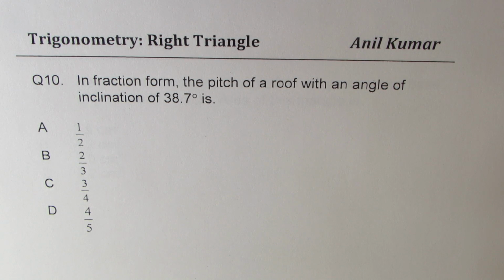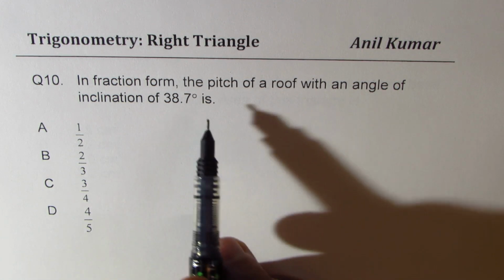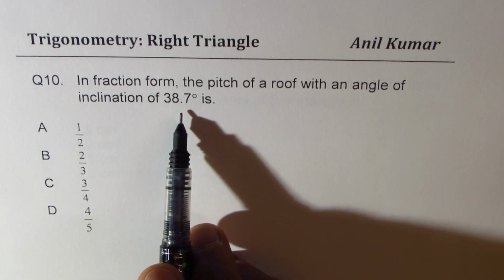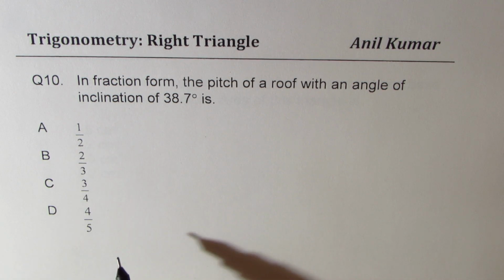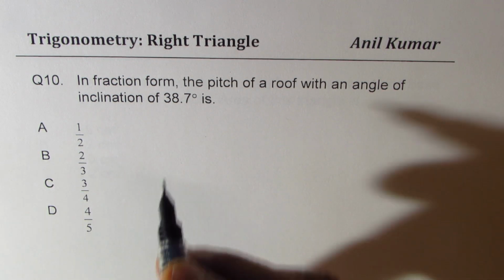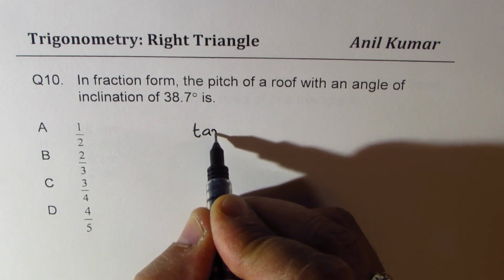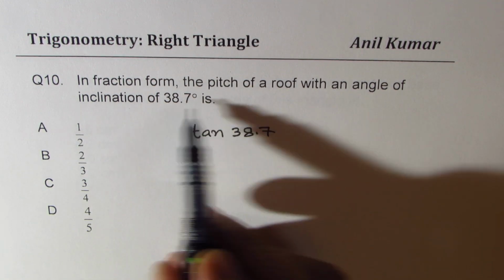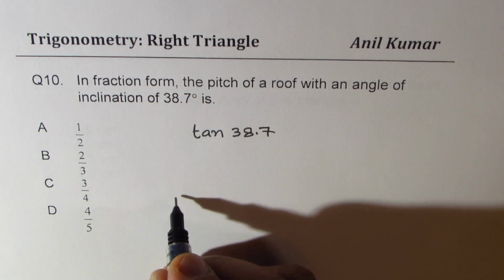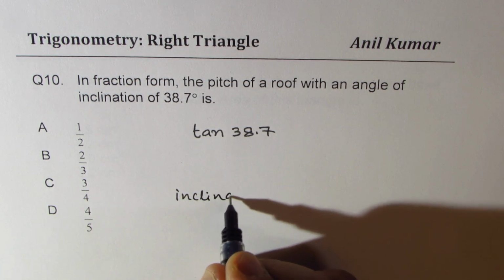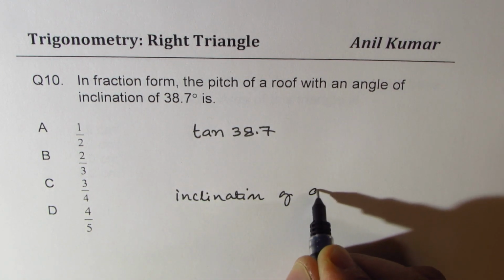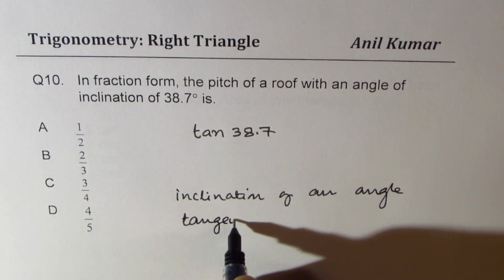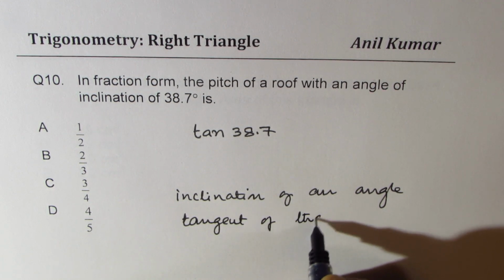Question number 10. In fraction form, what is the pitch of a roof with an angle of inclination 38.7 degrees? Now, we use tan of an angle, right? So we say tan of an angle, which is 38.7. When we talk about inclination, right? So inclination of an angle, by definition, is tangent of that angle.